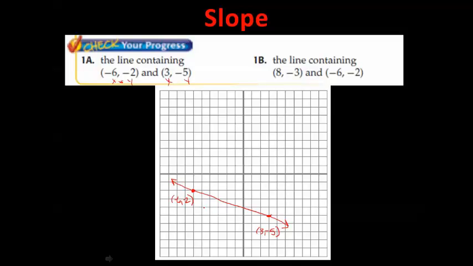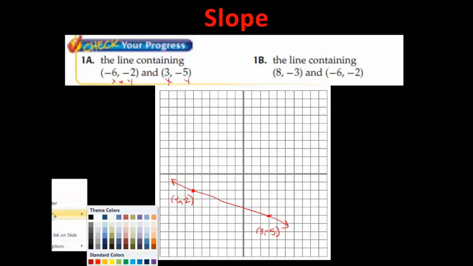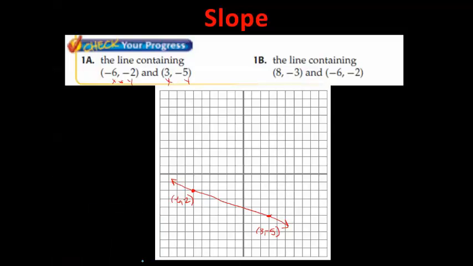Okay, so now I've got to figure out my slope. So let me change my pen color so we can better see what's going on here. So I'm going to draw my triangle. Sometimes you may go too far for your triangle, and that's okay.